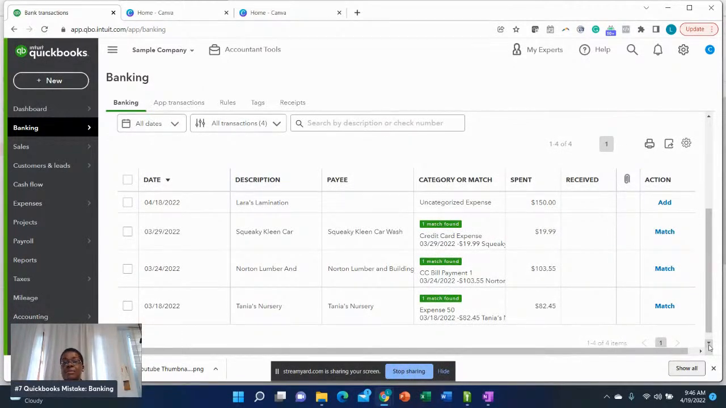If you have not spent some time this week, I would challenge you to spend some time in QuickBooks in your banking section, getting caught up and getting familiar with the different fields and the terminology.